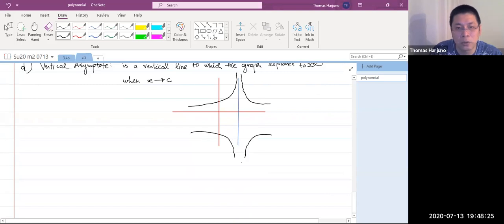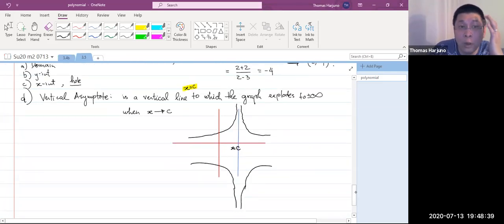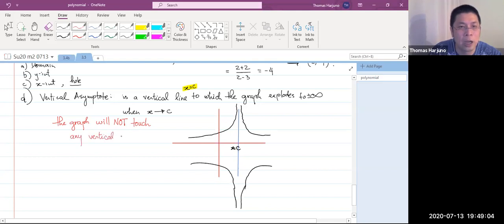Okay, the closer you are to that x equals c, the closer the graph gets to that blue line, that vertical asymptote, but the graph will not touch the vertical asymptote. The graph will not touch, or not to say cross, any vertical asymptote.